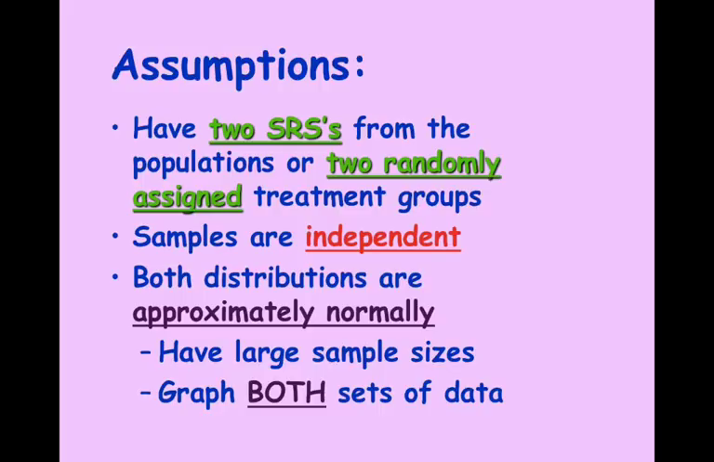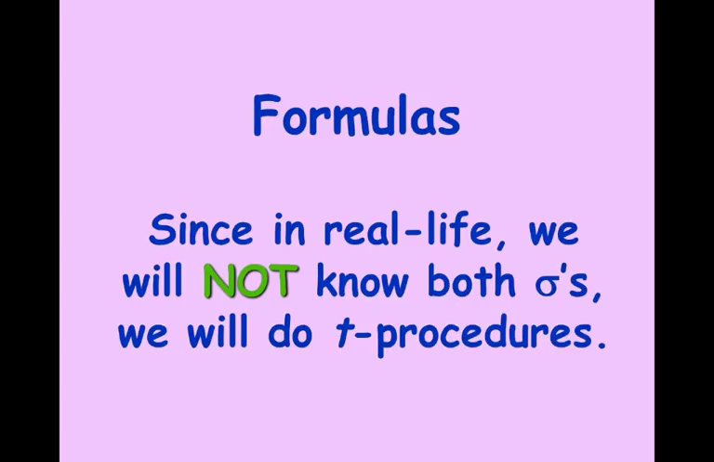And then, of course, our last assumption when dealing with t-inference is sigma. So we have to look at whether sigma is known or sigma is unknown for both of our samples. Now, realistically, in real life, we are not going to know both of our population standard deviations when we're doing inference. So today we're looking at t procedures. So we're going to look at 2 sample t confidence intervals and 2 sample t hypothesis tests.